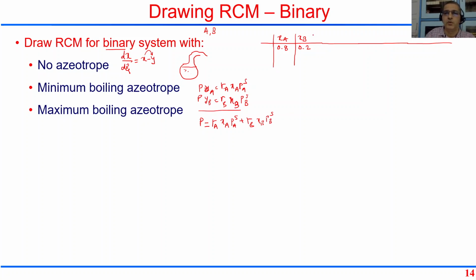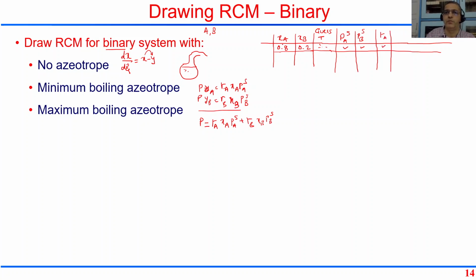Okay, so first of all I will have to find what is y in equilibrium with this particular x. With this particular x, what I will need to do is, first of all, guess my temperature. We will calculate the corresponding value of PA sat and PB sat from this guessed temperature.